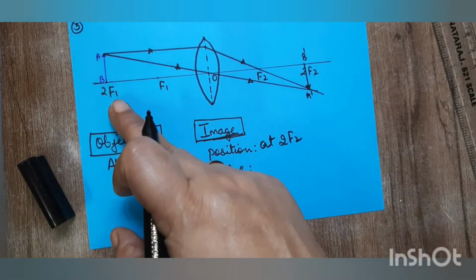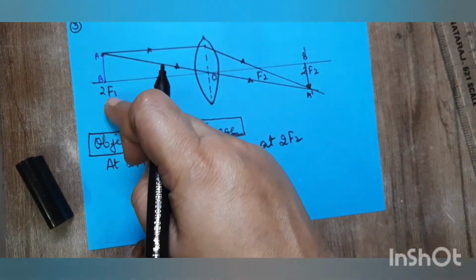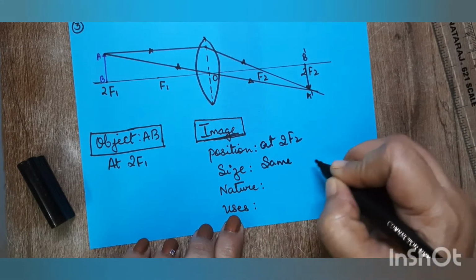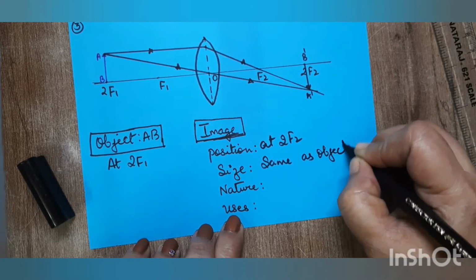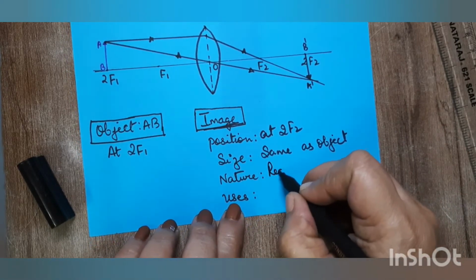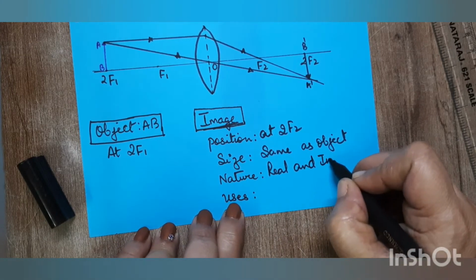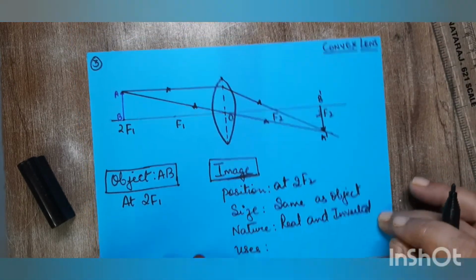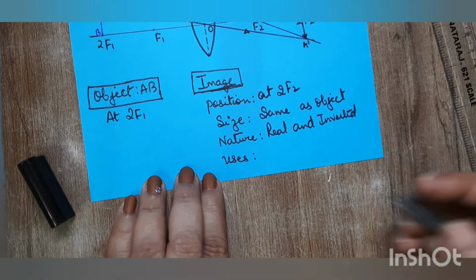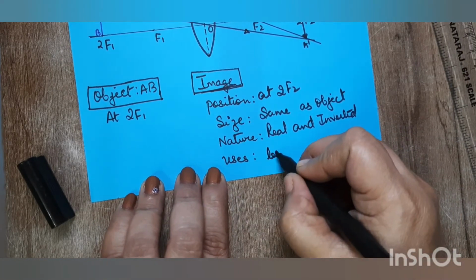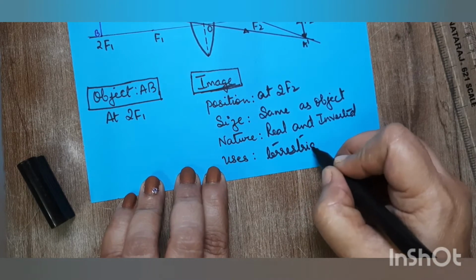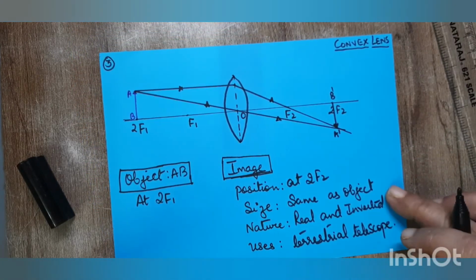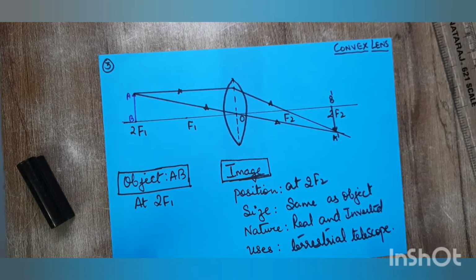At 2F2 the size will be the same size. Here it is 2F1, this is 2F2. So it will be the same size as the object. Nature is real and inverted. Where these two rays meet, there the image is formed. Fine. Then in this position it is used in terrestrial telescopes. I hope it is clear. See, this part is very easy. Only two rays we are using.